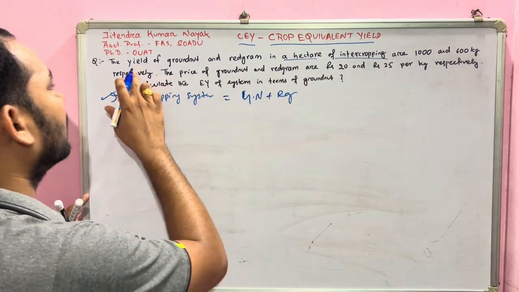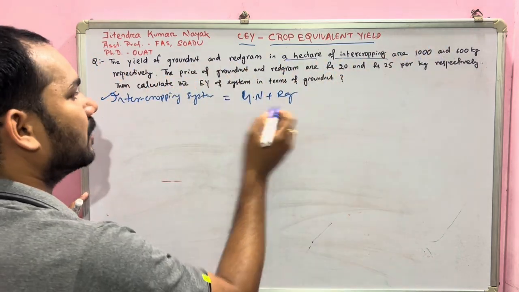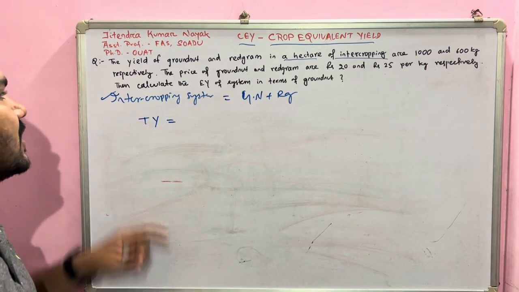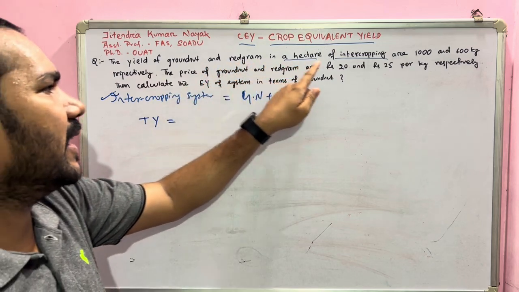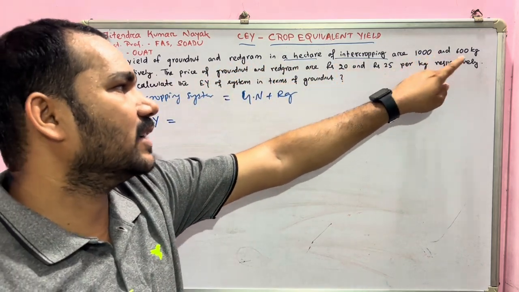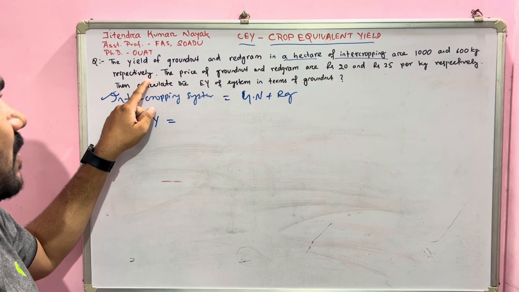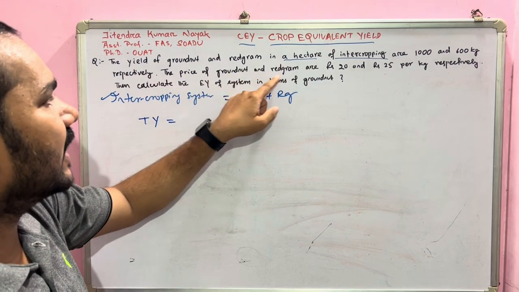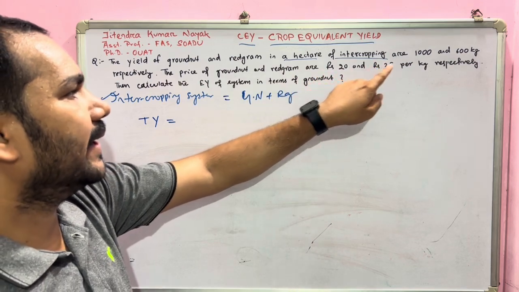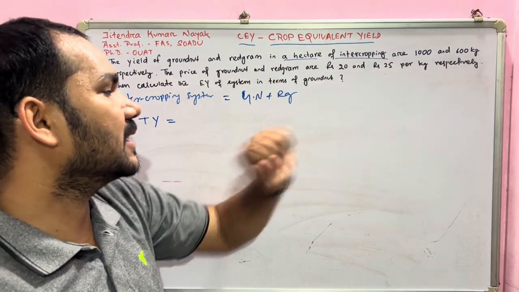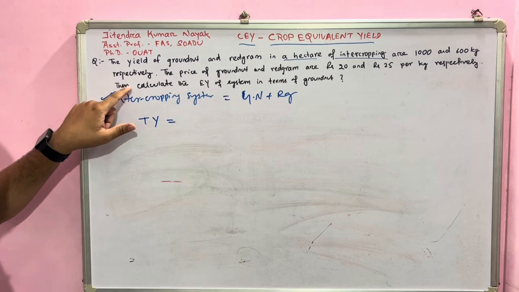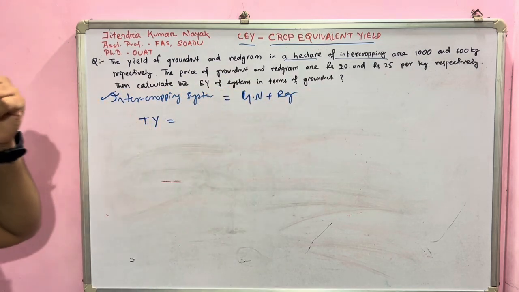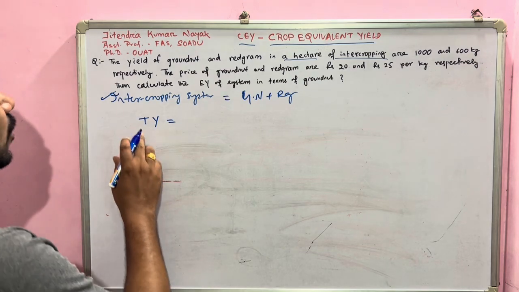And here you have been given the yield of groundnut and red gram in a hectare of intercropping, which are 1000 and 600 kg respectively. The price of groundnut and red gram are 20 and 25 rupees per kg respectively. Then calculate the equivalent yield of the system in terms of groundnut. So here let us see what the total yield is.